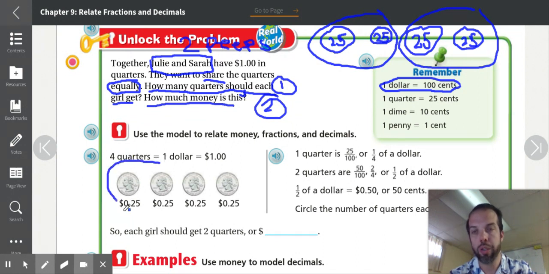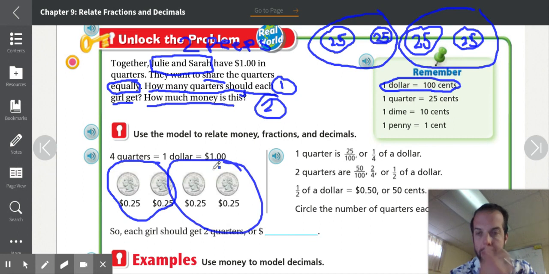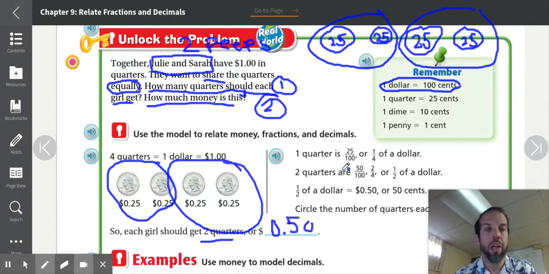So I'll show you here too. There's Julie. There's Sarah. Each girl should get 2 quarters. That answers the first question: how many quarters should each girl get? Each girl gets 2 quarters. Or how much money is that? 25, 50. Here's my dollar sign. They're not getting $1, so I'm putting 0. But each girl is getting 50 cents. It's really important that you pay attention to those words.